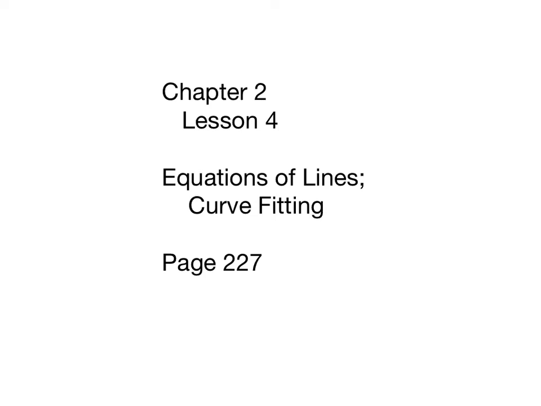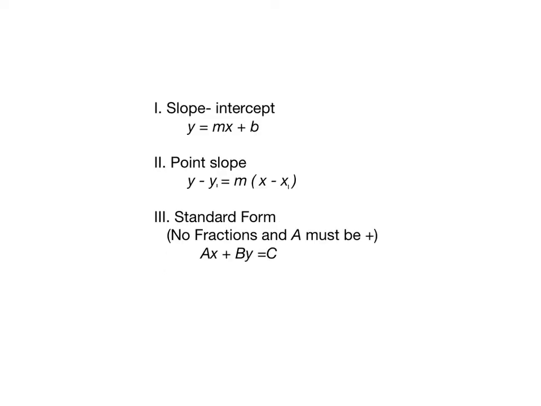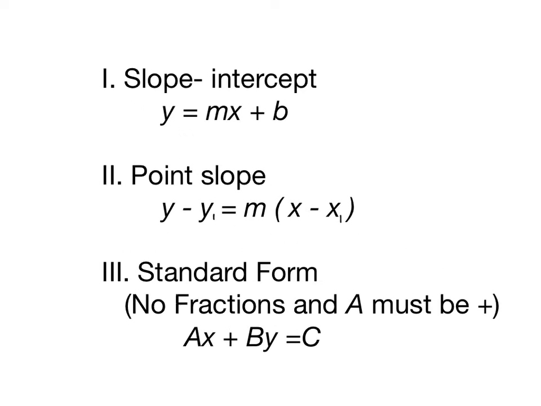Okay, so today we are going to cover section 4 and its equations of lines. So again, same thing that we saw on Friday, slope-intercept form, point-slope form, and standard form. Remember when we're talking about slope-intercept form, the m in the equation represents the slope of the line. The b represents the y-intercept, or where our line is hitting the y-axis.